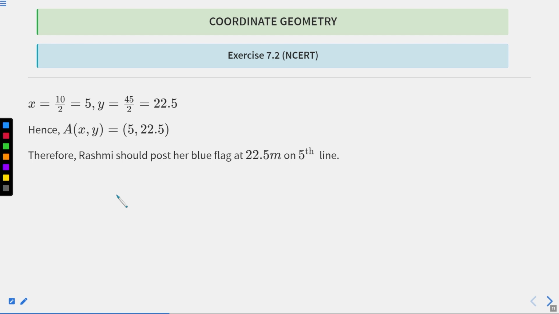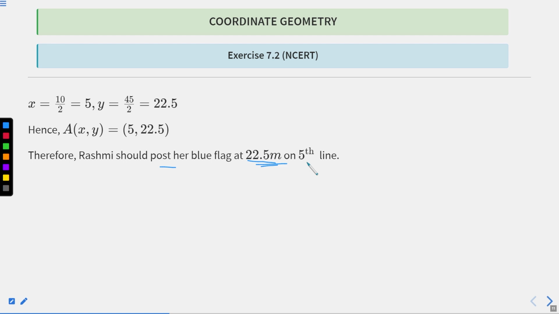Hence the coordinates of A, that is x, y, is equal to (5, 22.5). Therefore Rasmi should post her blue flag at 22.5 meter on the 1/5 line. So this is our final answer.